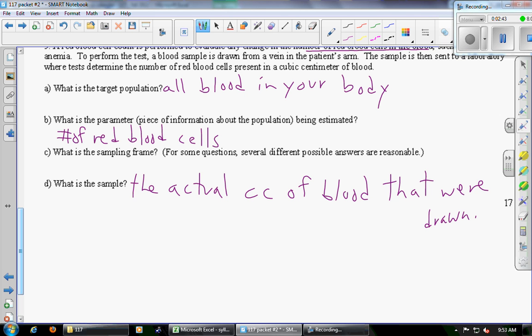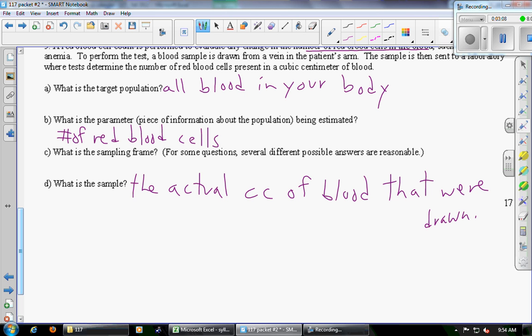That's the sample. We skipped C. We're going to come back to it. So the sample is the actual stuff that is studied, small. The sampling frame is the stuff that has a chance of being studied, even though it wasn't necessarily collected. But we want to know what blood, of all the blood in your body, had a chance of actually being drawn in that syringe.